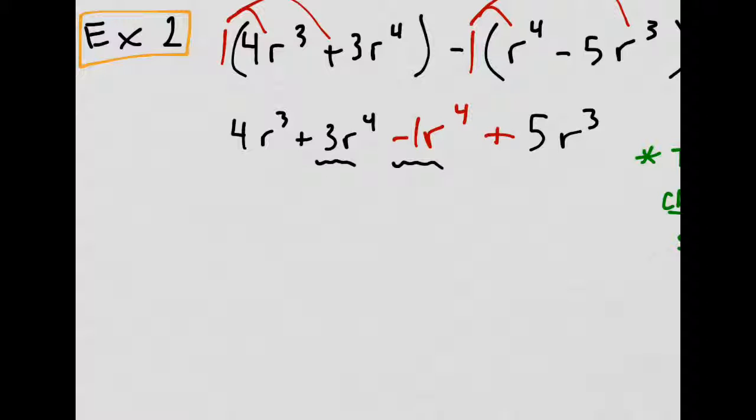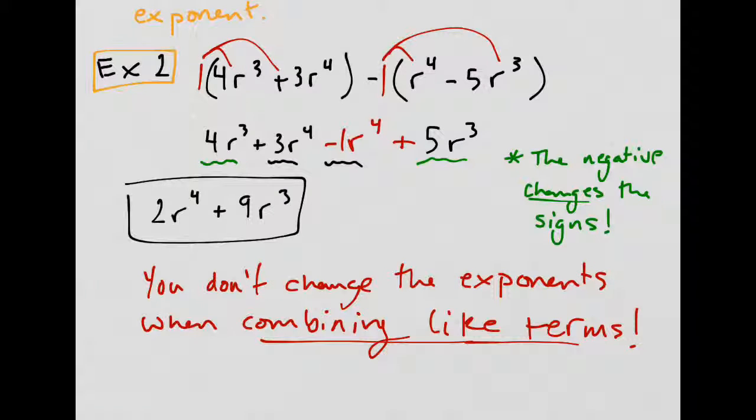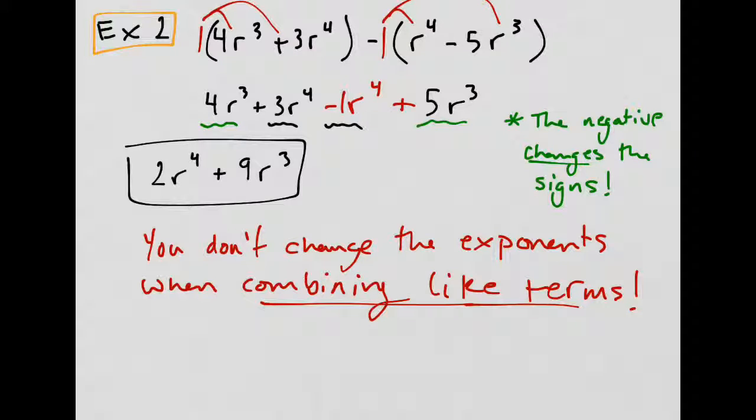If I have 3 positives and 1 negative, it cancels out, and I'm left with 2 positives, 2r to the 4th. And then what are my next set of like terms? Do I have r cubed and another r cubed? Positive 4, positive 5, nothing cancels out. I get positive 9r cubed. I don't change the exponents because I'm not multiplying the bases. That's the answer. There we go. You don't change the exponents when combining like terms.